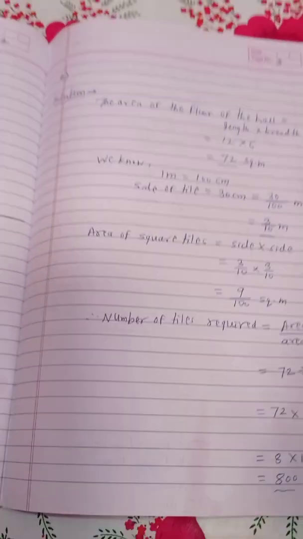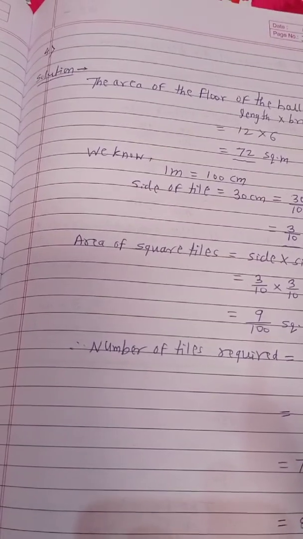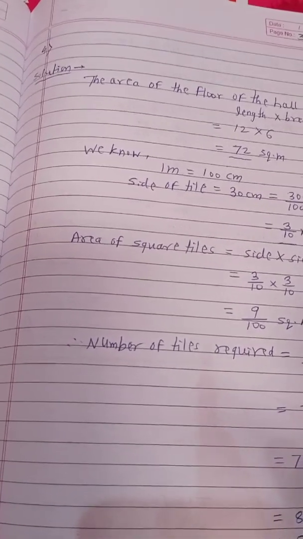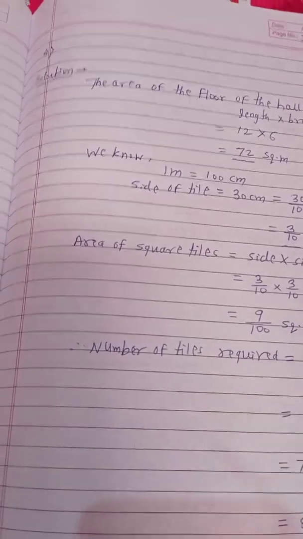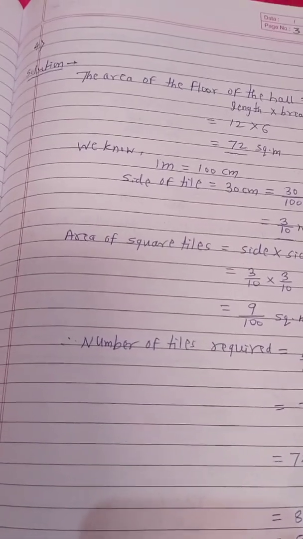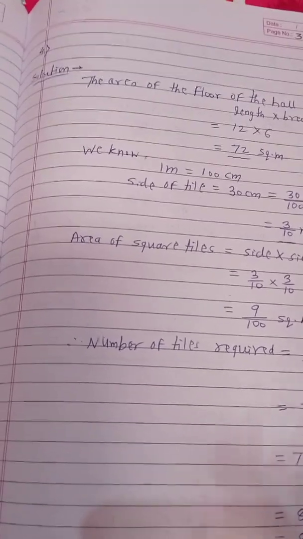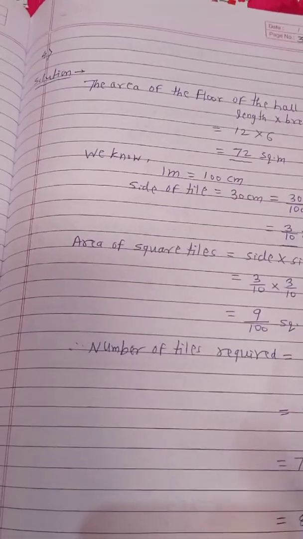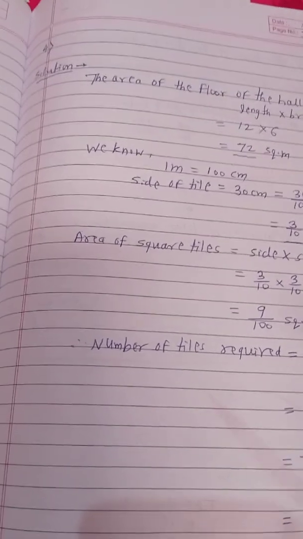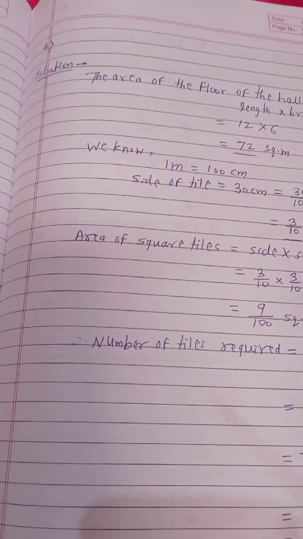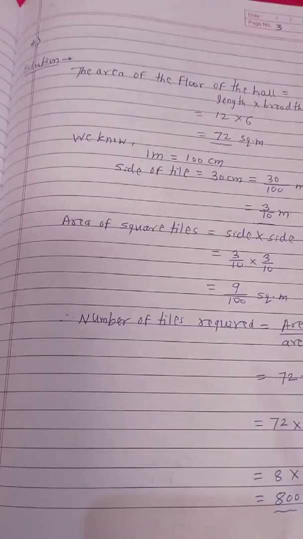See here, in one question only, they ask two questions. In the first, if you take square tiles of side 30 centimeter, then how many tiles will be required. And in the second part, if you reduce the tile side to 15 centimeter, then how many tiles will be required. One by one we have to solve it. This question looks a little bit long, but if you understand, it is a very easy question.